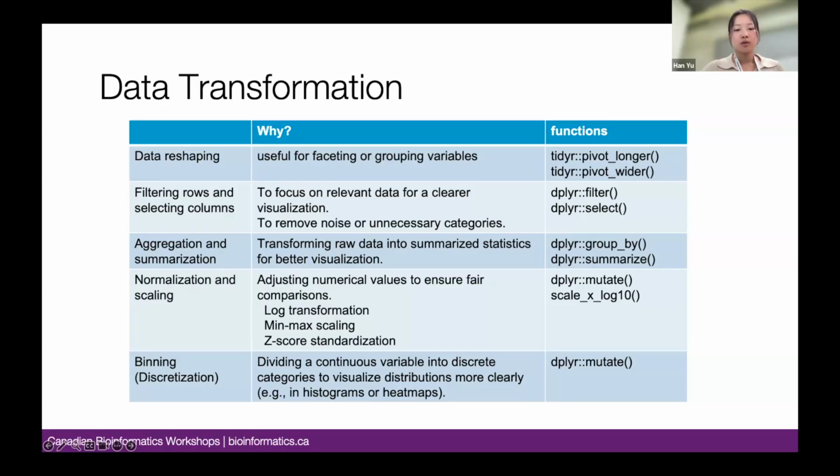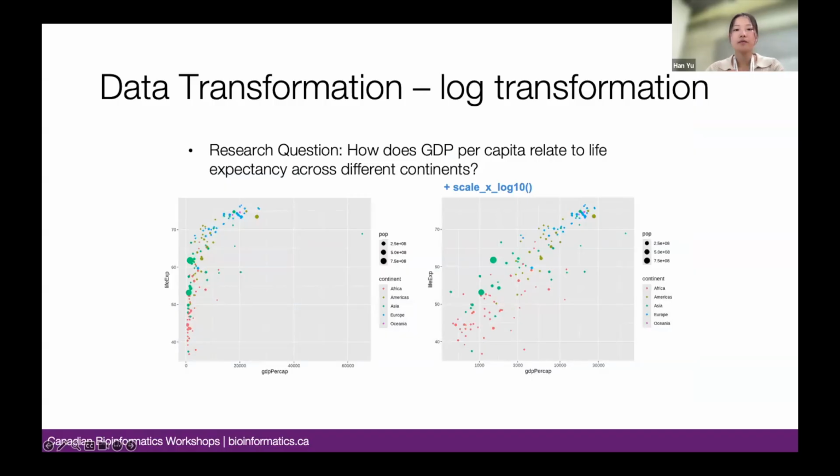So next, we will use the log transformation as an example to show the necessity of data transformation. So here is a simple example of log transformation. For example, we would like to investigate what is the relationship among the GDP per capita, life expectancy, and population across different countries in each continent. So here we can see we use the GDP per capita on the x-axis and the life expectancy on the y-axis, and demonstrate the population through the size of the points. Like you can see here, the different size of the point shows the population level.